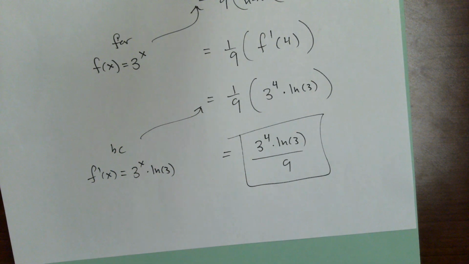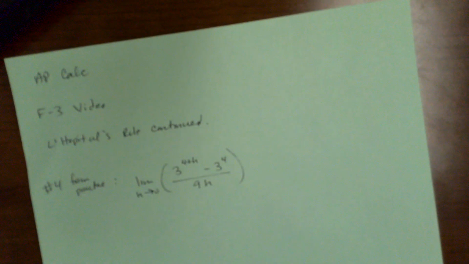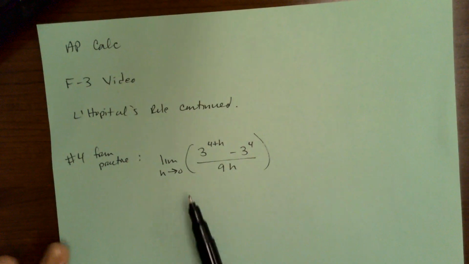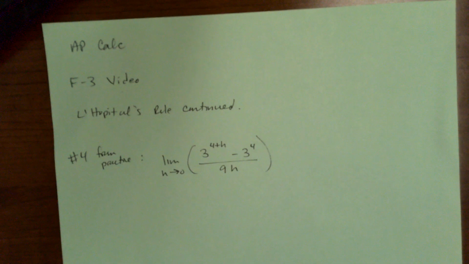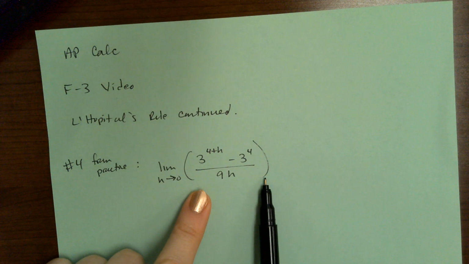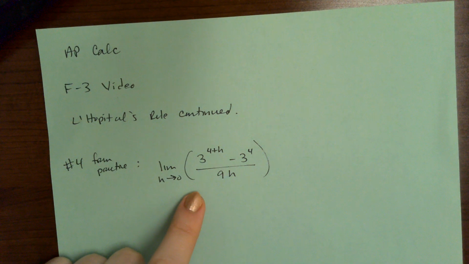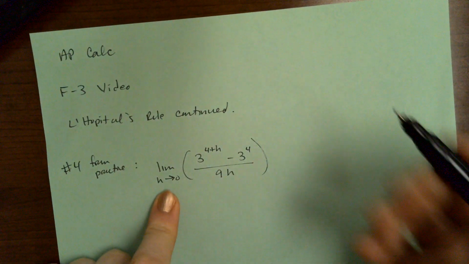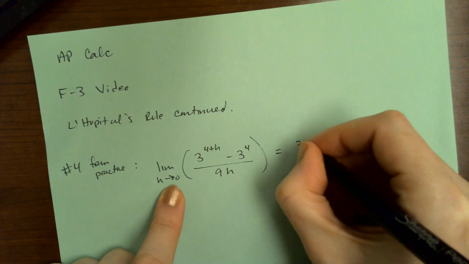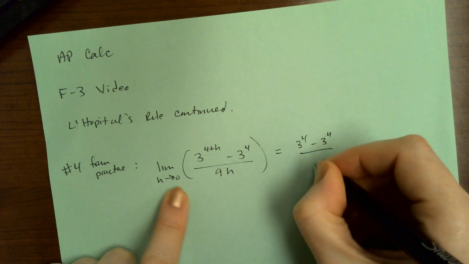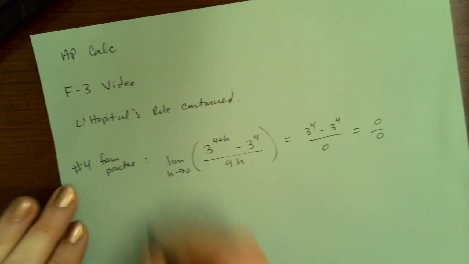Then they would find f prime of x, plug in 4, and get it. Now that is a lot of logic and mess, but with L'Hopital's rule, we don't even need it. Anytime you see a limit, you try direct substitution first. You don't have to recognize what I just did; I just wanted to show you that, so now you'll appreciate this even more. So you go right to direct substitution: 0 goes in for h. This is 3 to the 4th minus 3 to the 4th all over 0. That's 0 over 0.